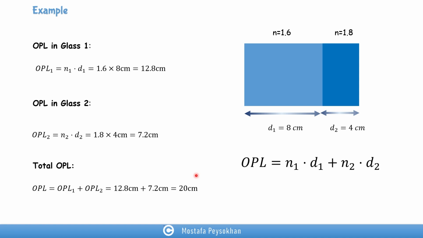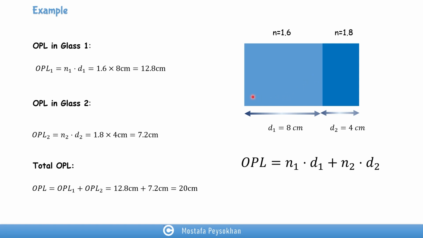The physical meaning of optical path length is that, as I mentioned before, the refractive index is the ratio of the speed of light in vacuum over the speed of light in your material. For example, the speed of light in a material with a refractive index of 1.6 is smaller than the speed of light in air or vacuum by a factor of 1.6. So the speed of light in these two materials is not the same as in vacuum, and it is lower.